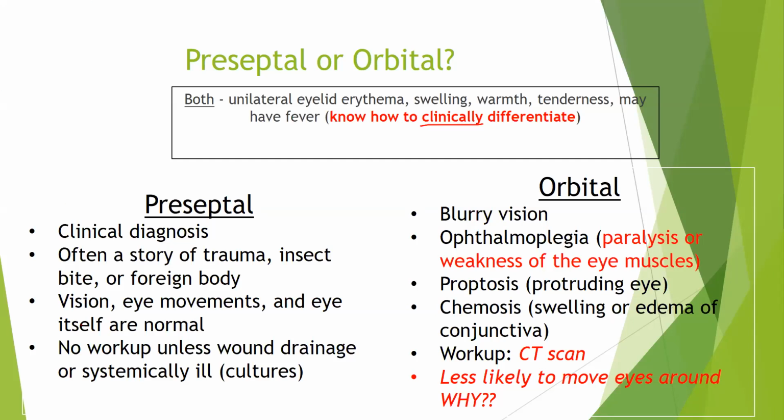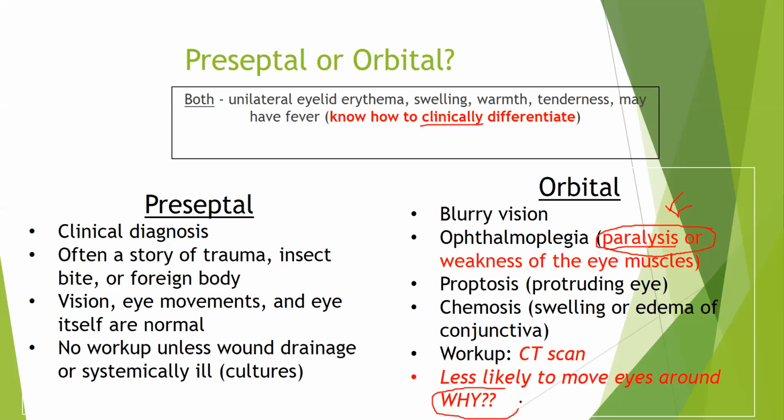In orbital cellulitis, they may also have blurry vision, but here's the hallmark of orbital cellulitis, no question: they will have paralysis or pain with extraocular eye movements, right? They could have proptosis, which just means the eye is bulging out because there's so much pressure behind the eye, pushing the eye out into the anterior portion. They can have chemosis, so swelling or edema of the conjunctiva. We want to CT these folks and see how deep that goes. And they're less likely to move their eyes.